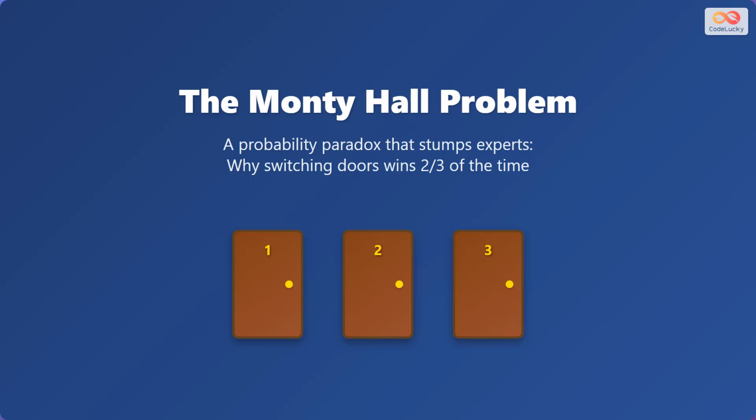Let's delve into the Monty Hall problem. It is a probability paradox that stumps even the experts. It is about understanding why switching doors in a game show gives you a 2/3 chance of winning.